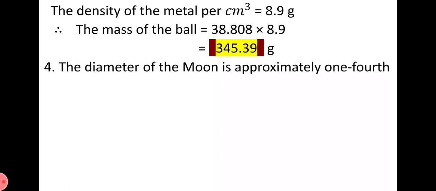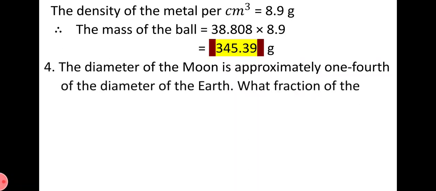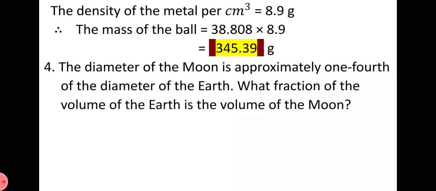Question number 4. The diameter of the moon is approximately 1/4 the diameter of the earth. What fraction of the volume of the earth is the volume of the moon? Here you have to find out the ratio of volume of earth to the volume of moon. Now it is given that the moon's diameter is equal to 1/4 the diameter of the earth.